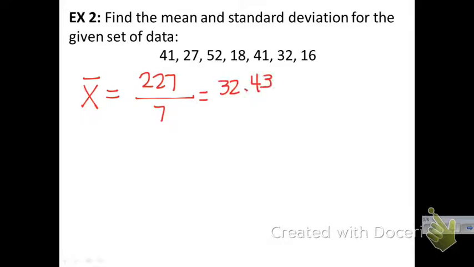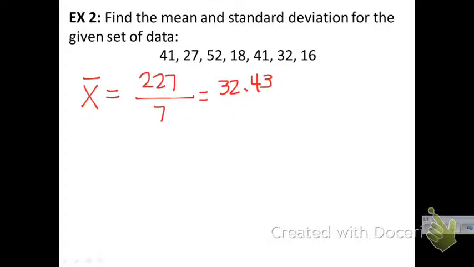Okay, on example 2 we're going to find the mean and standard deviation for the given set. To find the mean, and I'm going to call it x bar, we add all those values and divide by 7. Okay, so when we add all these up we get 227. Divide by 7 we get 32.43. And that is our mean.